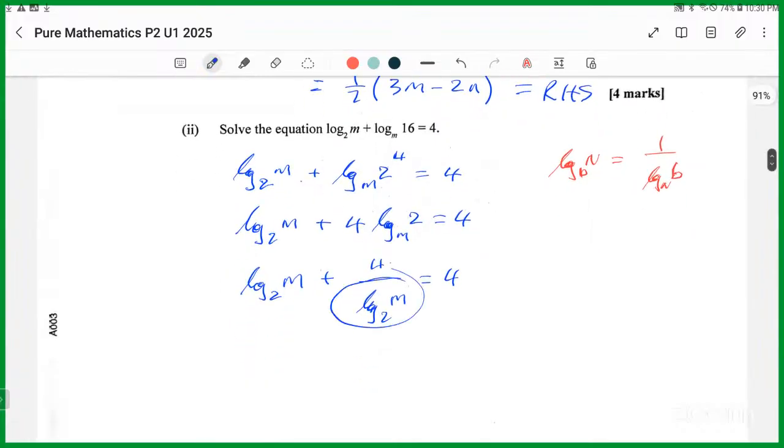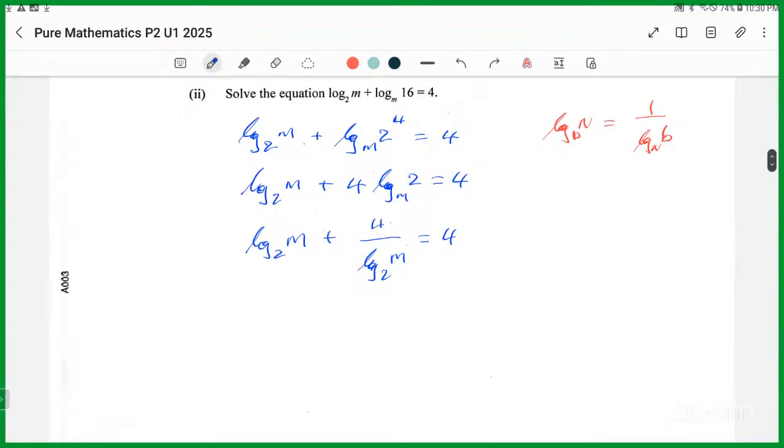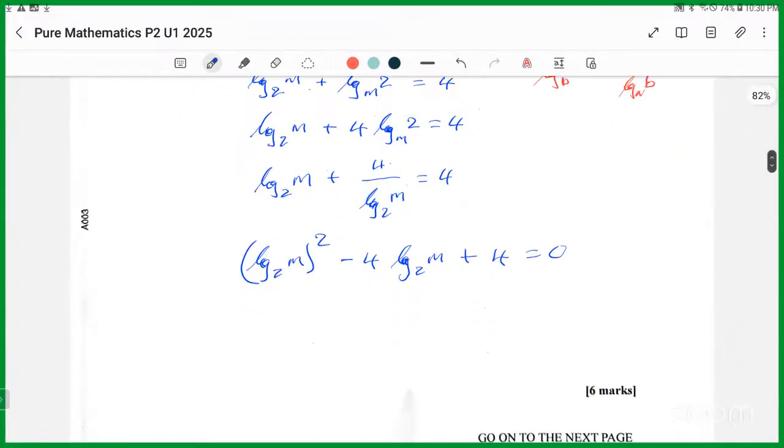When I multiply through by log to base 2 of m, I'm going to get a quadratic. So I'm going to get log to base 2 of m all squared. Perfect. I'm going to multiply this as well, but I'm going to transpose it, so I'm going to get minus 4 log to base 2 of m plus, and then when I multiply this through, I get 4 equals 0. Yep, that's a perfect quadratic, a perfect square.